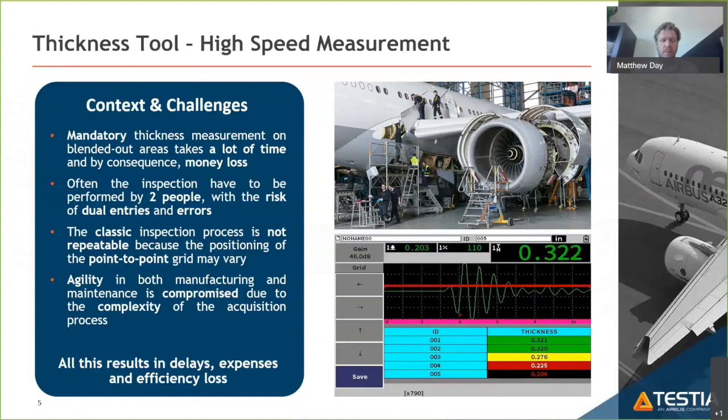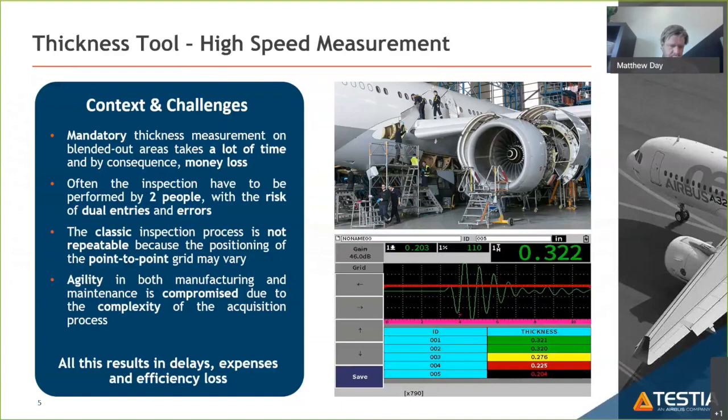The classic inspection process is not repeatable because of the positioning of the point-to-point grid may vary. Also, hand pressure may change, and coupling can vary too. Agility in both manufacturing and maintenance is compromised due to the complexity of the acquisition process. All of this contributes and results into delays, expenses, and efficiency losses.